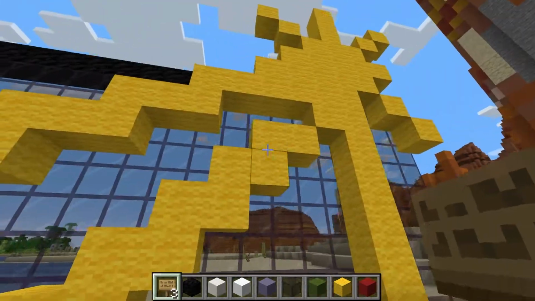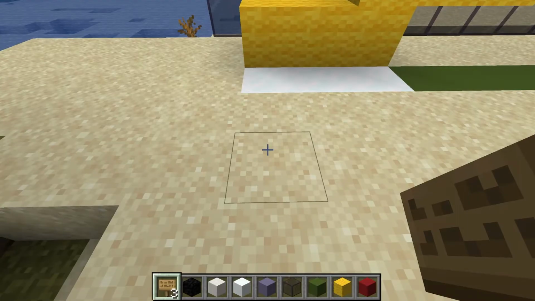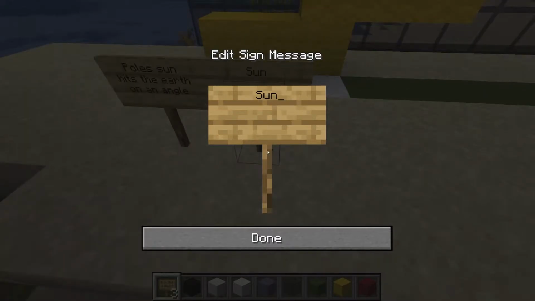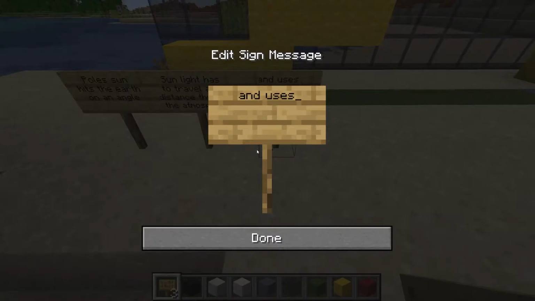And now as you move away from the equator and the angle of the sun ray on the Earth changes, you can see that on the poles, sun hits the Earth on an angle. Sunlight has to travel a big distance through the atmosphere and uses all its energy to heat up a large area.